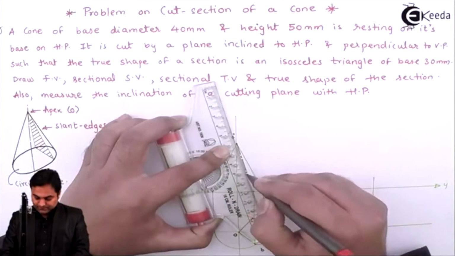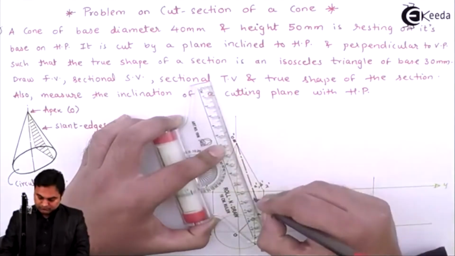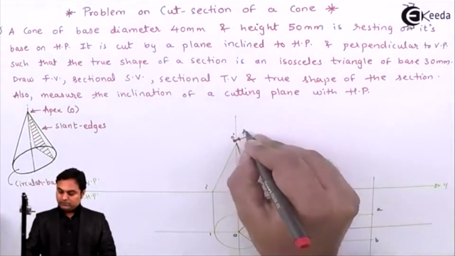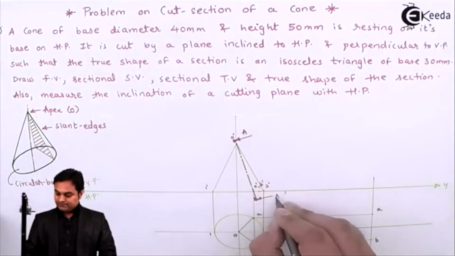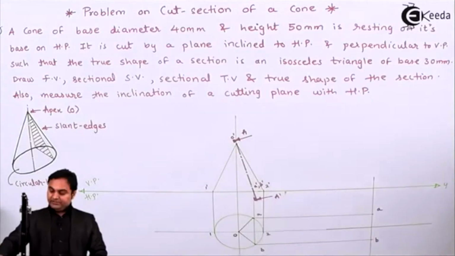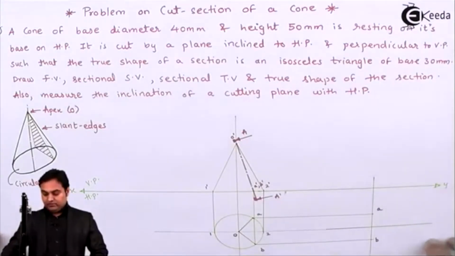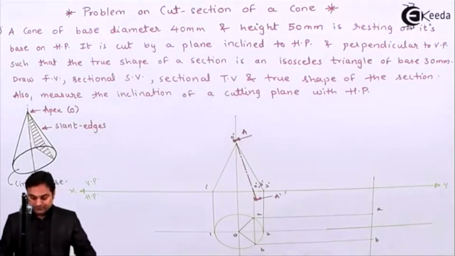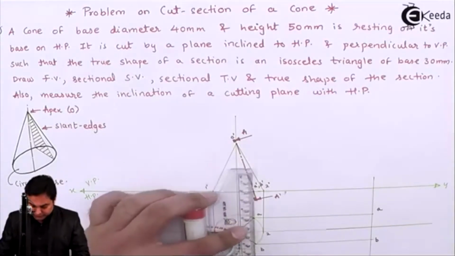Joining them, cutting plane A dash. So whatever part is to be retained, that I'll make it dark, and when we are looking into the top view, this triangle will be dark because that is what we want here.